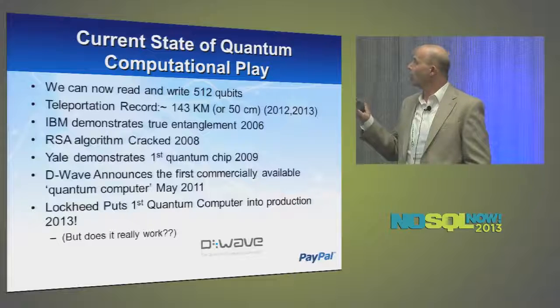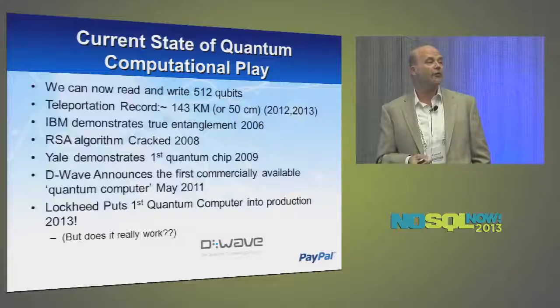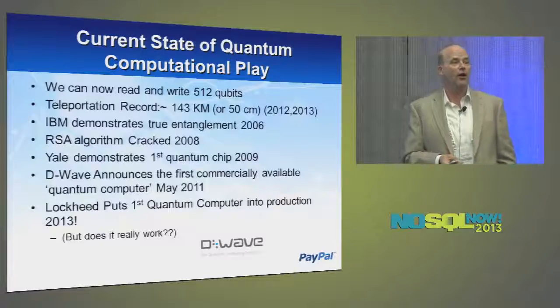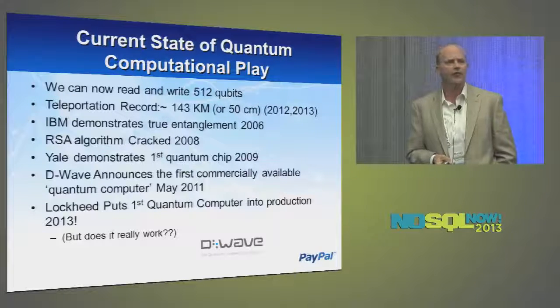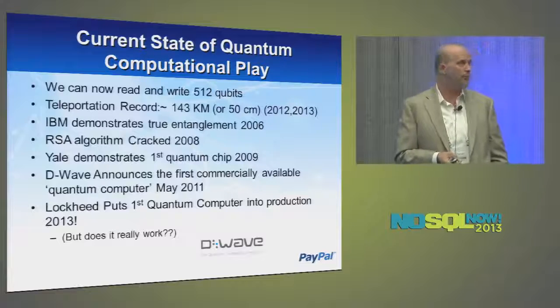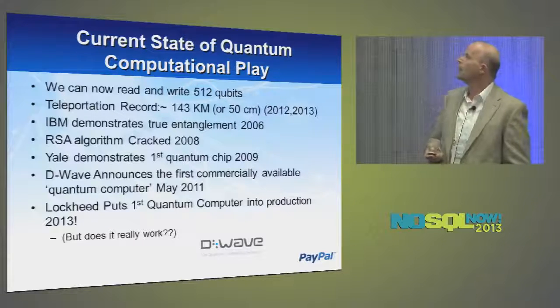So what's our current state of play? We can read and write 512 qubits. The D-Wave quantum computing, I think it's the D-Wave 2 model, now has a 512 qubit chip. You can buy it.